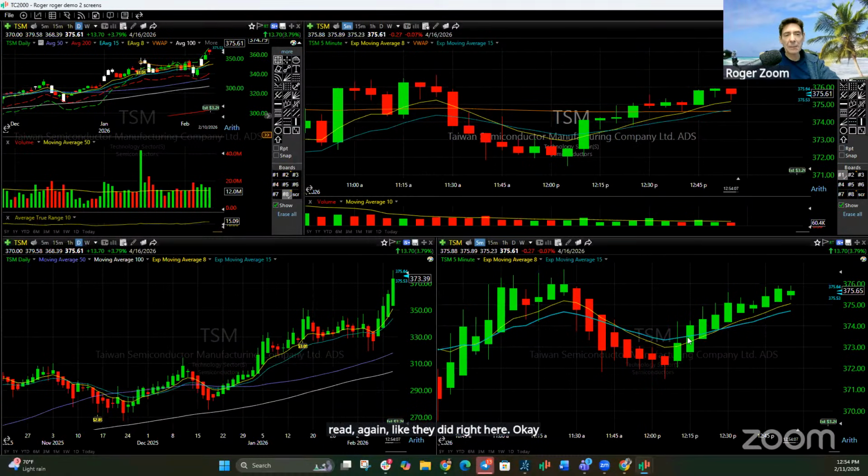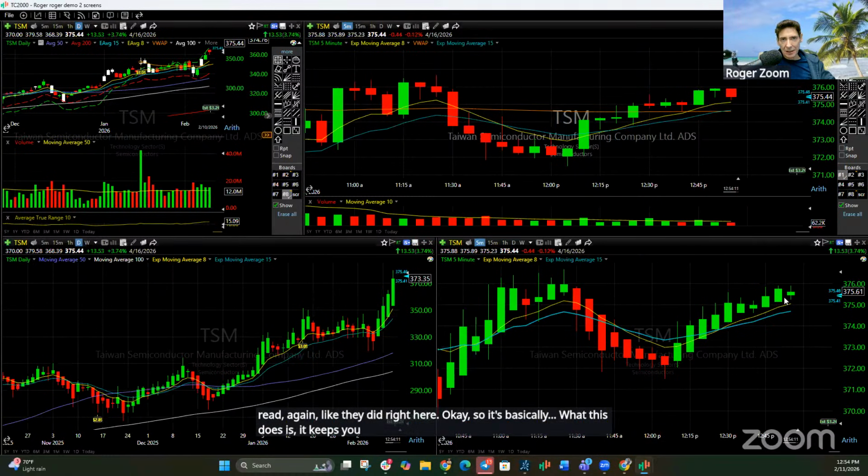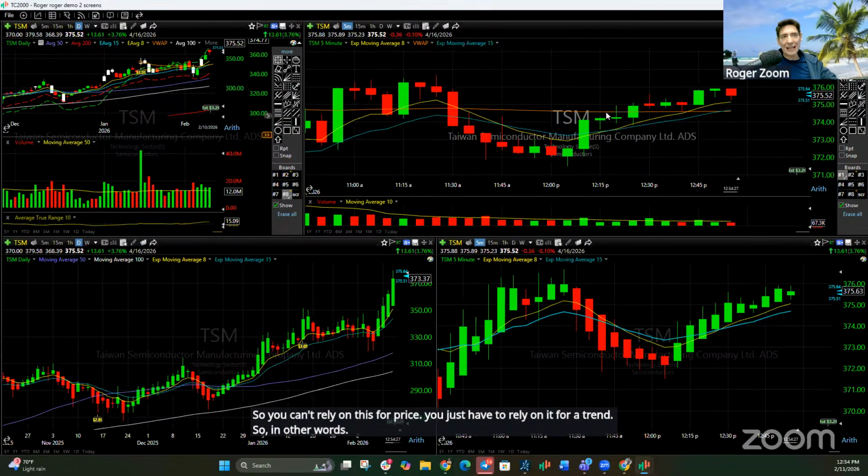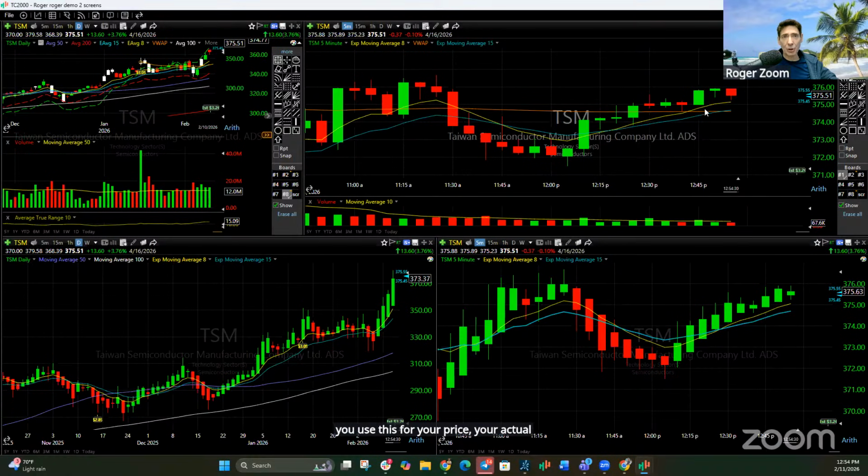So basically what this does is it keeps you in a trade. And each of these days actually represents a bar and a half or 2 bars up here. So you can't rely on this for price. You just have to rely on it for a trend. So in other words, you use this for your actual price levels where you enter and exit, but you use these to determine how long you should stay in the trade.